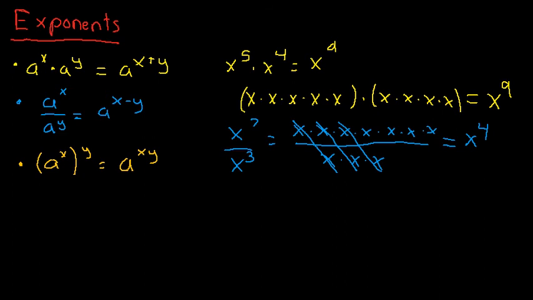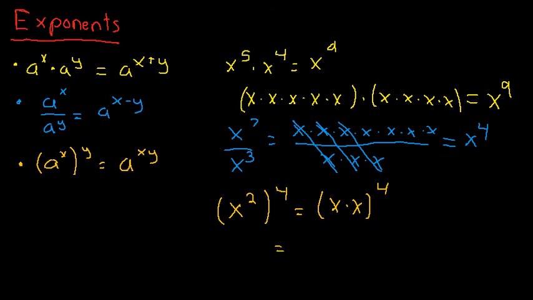Finally, let's say we had a to the x to the y, and I'll show you how that works. So let's say we had x squared being raised to the fourth power. Well, what is this? x squared is simply x times x.